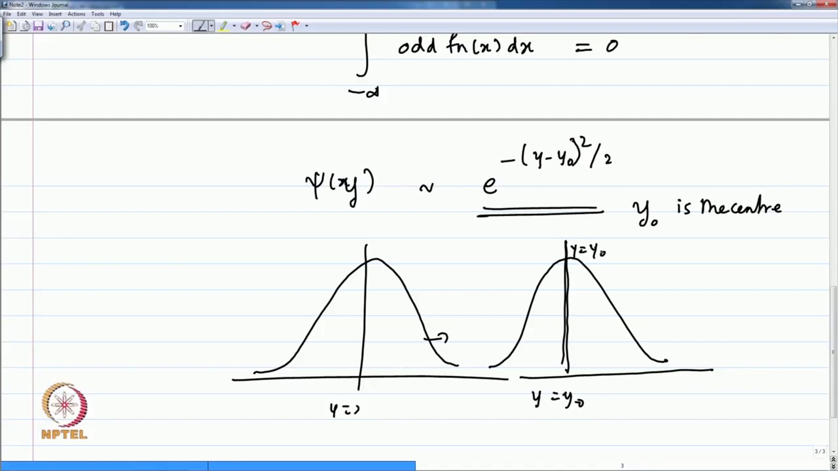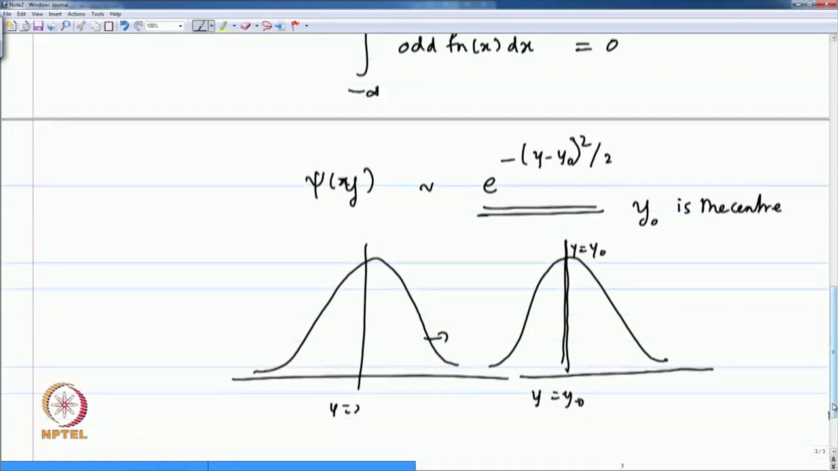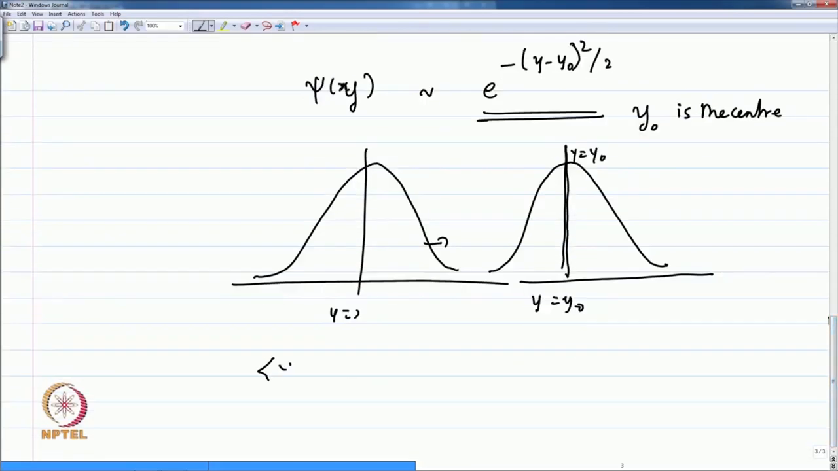Therefore, if you calculate the average value for this function, for the position, namely the average y, you can easily show that the integral of y times e to the minus (y minus y naught) whole square dy between the limits minus infinity to plus infinity, with the normalization constant n square, will give you y naught, which is the value at which the function is on the average at zero potential energy, and it's a midpoint.